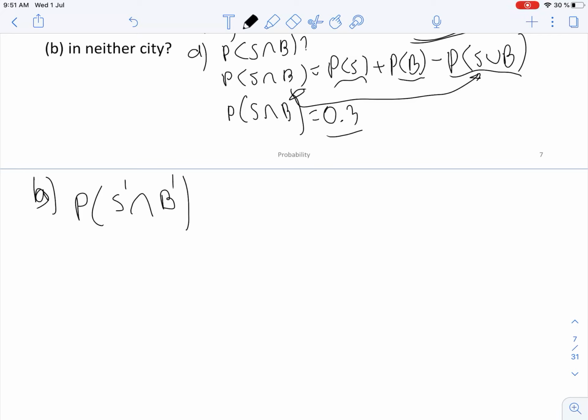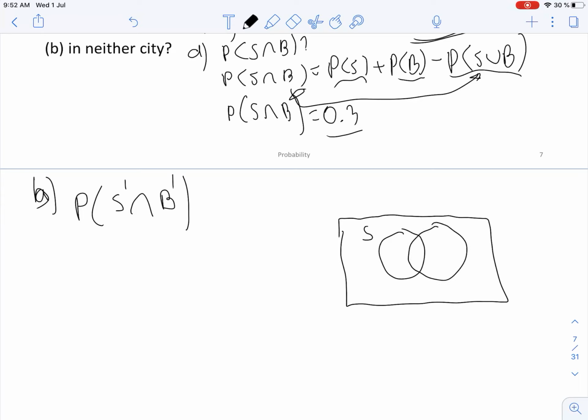So let's see if we can get some knowledge of what S complement intersection B complement is. Let's see what the meaning of that expression is. So we check S and B, right? We know that there is some overlapping because the intersection is not empty. There is some overlapping, right? Okay, so what is S complement intersection B complement? So S complement is everything that is outside S, everything outside S, right?